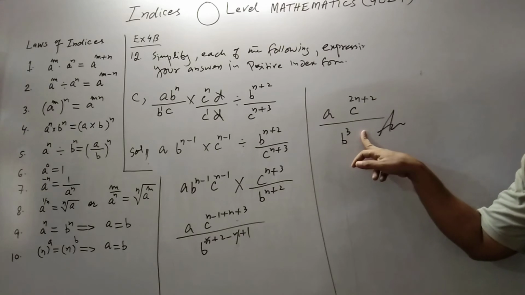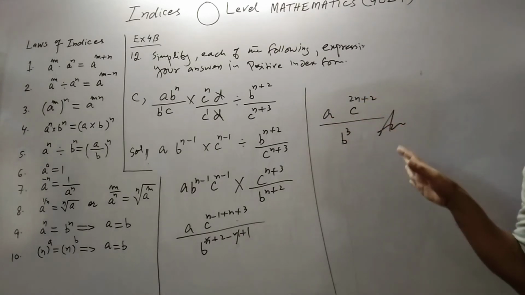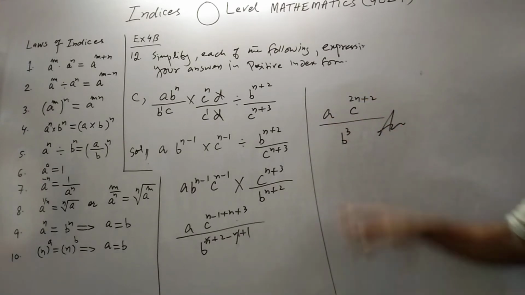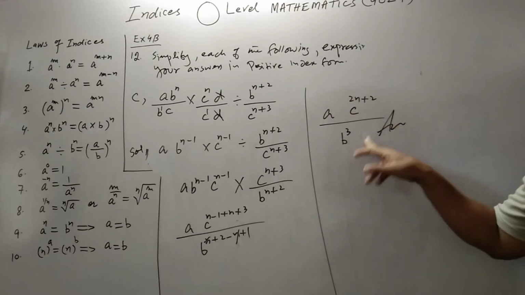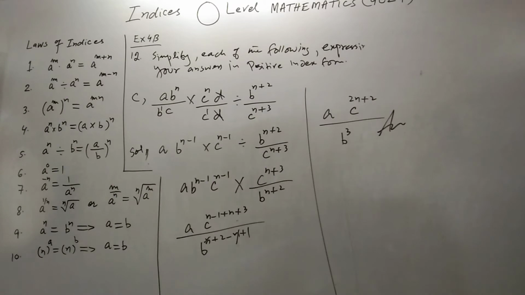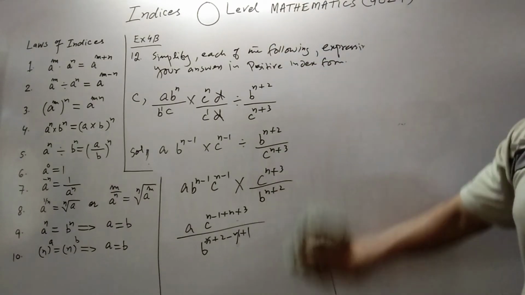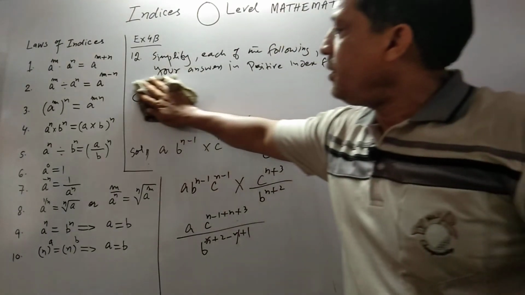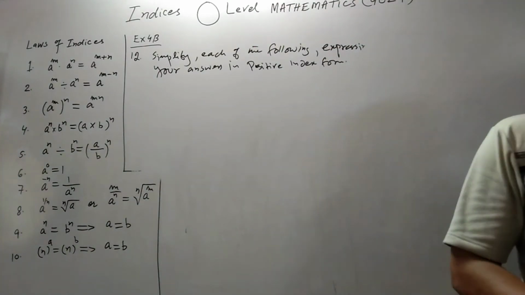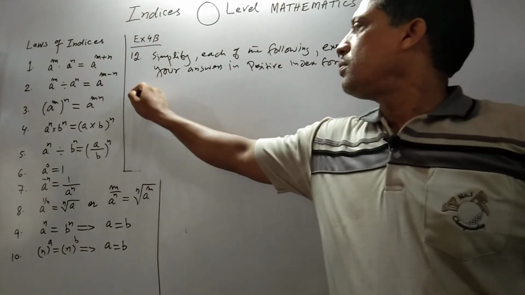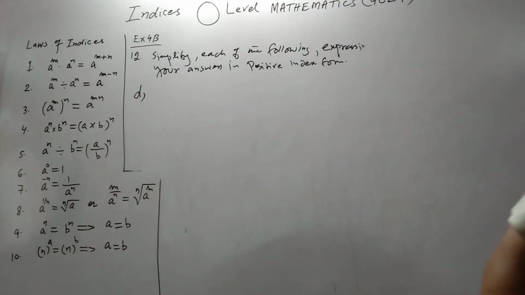After simplification, each and every term has a positive power: a to the power positive 1, c to the power 2n plus 2 and b to the power 3. I hope you understand this part number C. Next part, last part of question number 12, part number D.